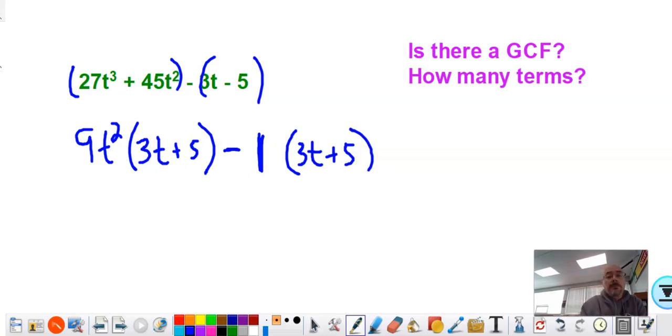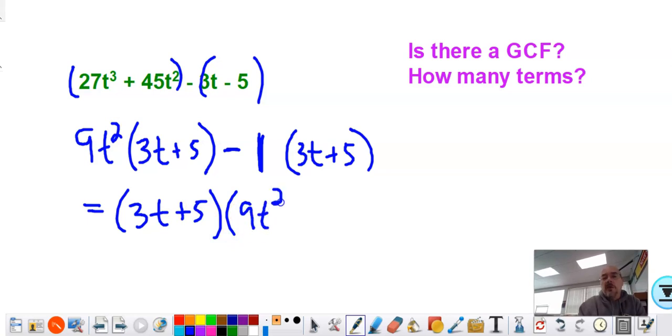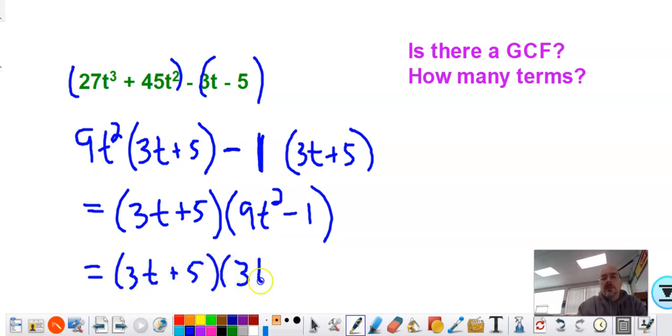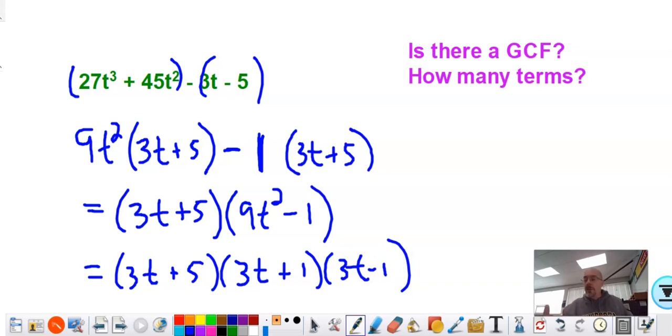All right, now I'm going to pull out that 3t plus 5, and then what's left? 9t squared minus 1. Oh, I was wrong. It is a difference of 2 squares again, folks. It is a difference of 2 squares. So 3t plus 5 times 3t plus 1 times 3t minus 1. Okay, they're not always going to be a difference of 2 squares. It's just those are the problems I guess I decided to do. All right, let's keep going here, folks.